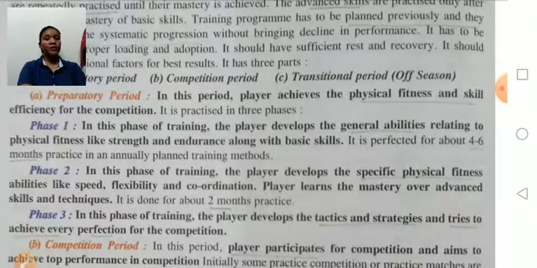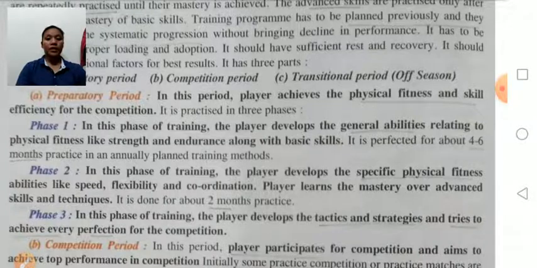So in the preparative period, in the first phase, we should develop strength and endurance, and it is perfect for about 4 to 6 months. The first phase is 4 to 6 months of practice in annually planned training methods.